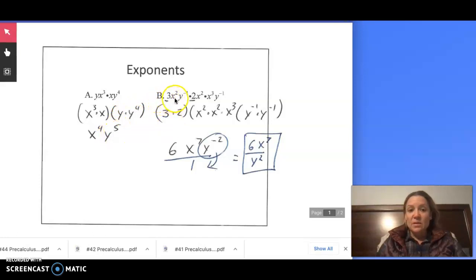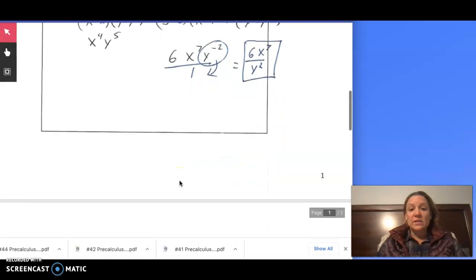All right, example B, 3x squared, y to the negative first times 2x squared times x cubed, y to the negative first. So I'm going to take those coefficients first. 3 times 2 is 6. Group all my x's together. Looks like I've got 2, 4, 7 of them. And all my y's together, I've got y to the negative second, which moves down to the denominator and becomes positive exponents. So it simplifies all the way to 6x to the seventh over y to the second.